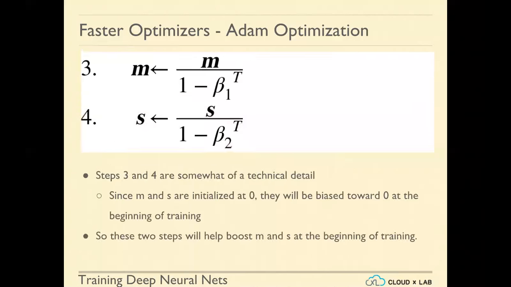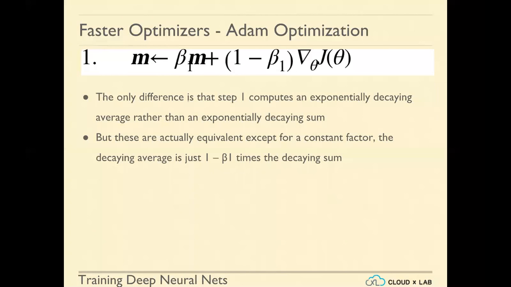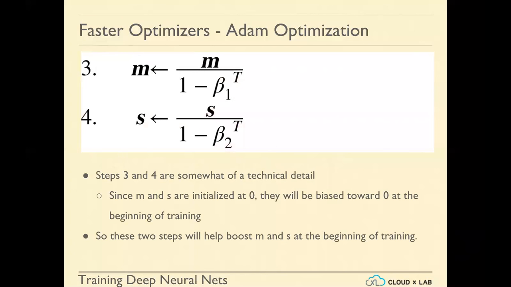Next are steps number 3 and 4. Once we have computed S and M, the next step is a little technical. Since S and M are both initially 0, they'll be biased towards 0 at the beginning. So these two steps boost the initial values. If S and M are really tiny in the beginning, this beta is going to pump them up.